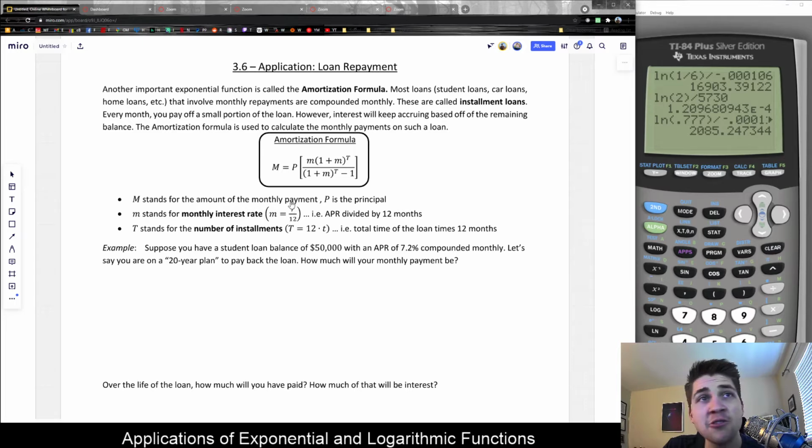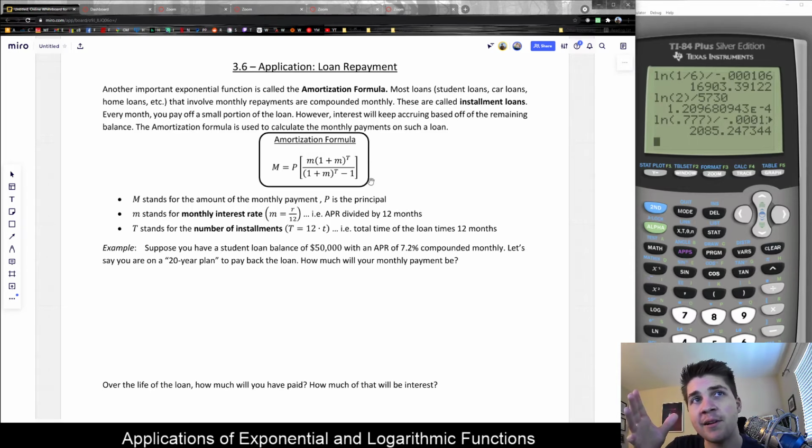R stands for the interest, using the same variables that we had from class time for the compound interest formula. In other words, what's the interest rate divided by 12? That will give you your monthly interest rate. And lastly, capital T stands for the number of installments, which basically you're going to be paying it off month by month by month over a period of some number of years.